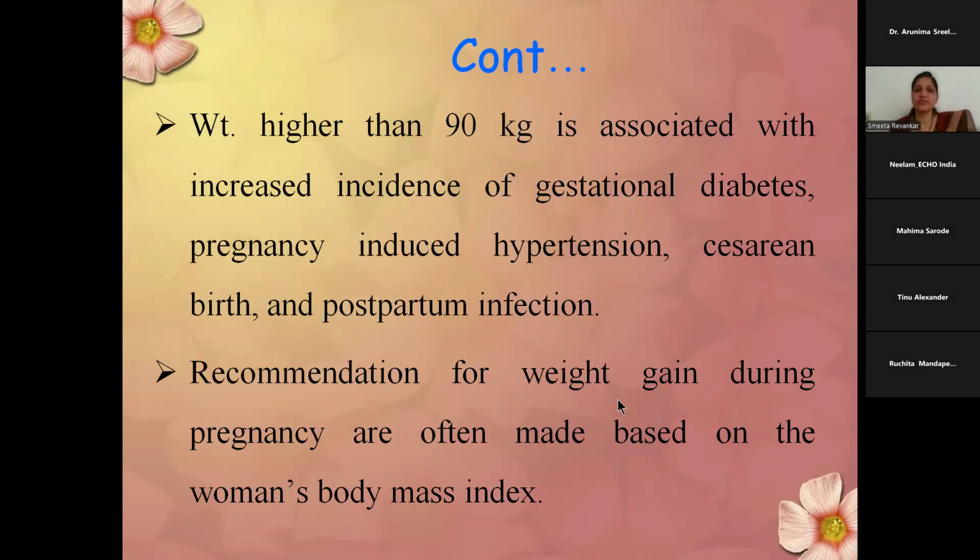If the woman's weight is around 90 kgs, it is associated with increased incidence of gestational diabetes, PIH, even cesarean section and postpartum infections also. So recommendations for weight gain during pregnancy are often made based on the woman's BMI. Okay. Next, coming to the vital signs.